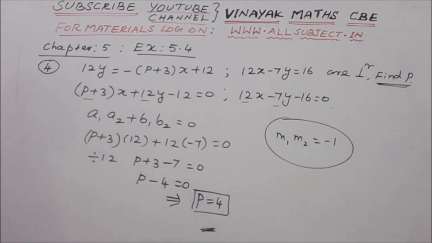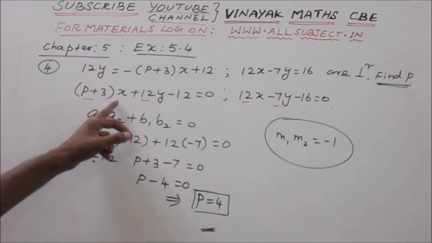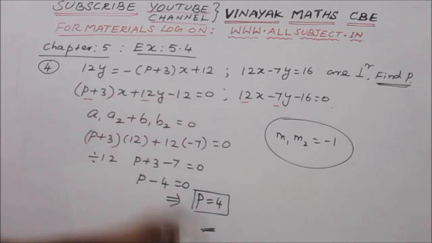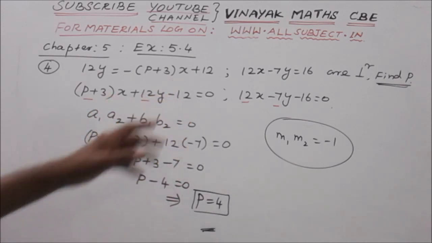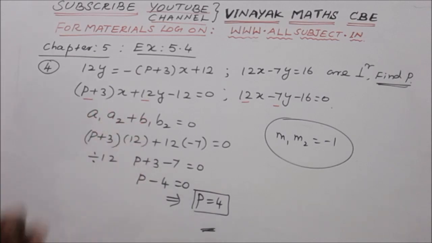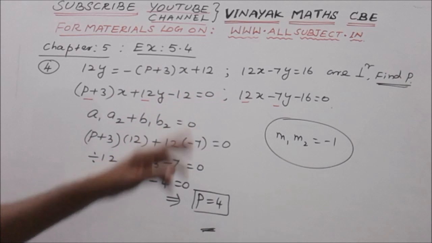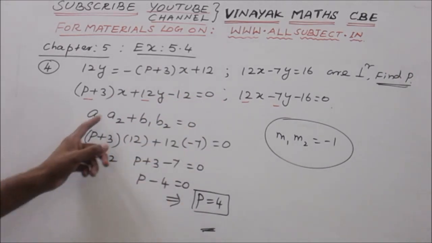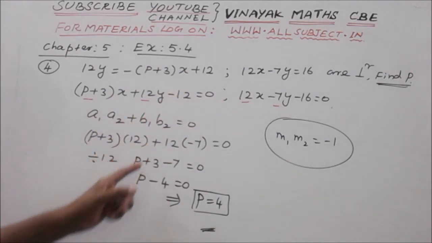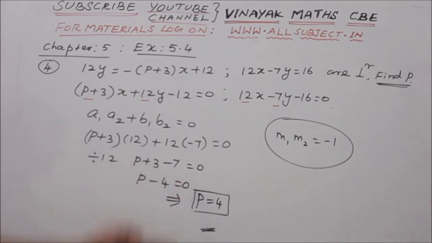The two lines are at right angle or perpendicular. The product of the coefficients of x plus product of the coefficients of y, the sum of the two, will be equal to 0. Sum of the product of the coefficients of x and the product of the coefficients of y of the corresponding lines will be equal to 0. So taking a1, a2, b1, b2 and substituting in this, we will get the value as p equal to 4. Very simple thing.